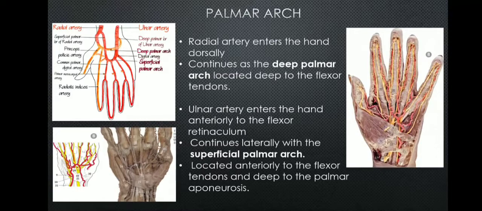Now further, they reach the proximal end of the first interosseous space and pass between the two heads of the first dorsal interosseous muscle and between the two heads of the adductor pollicis to form the deep palmar arch in the palm.